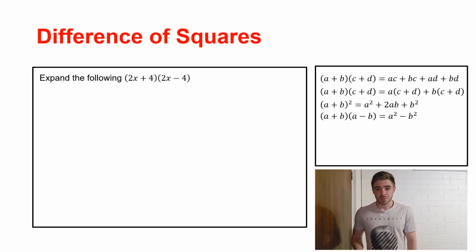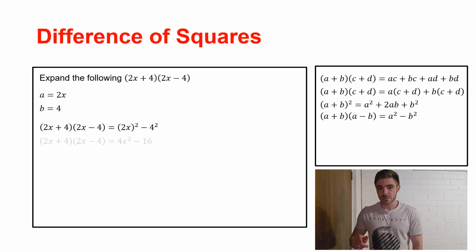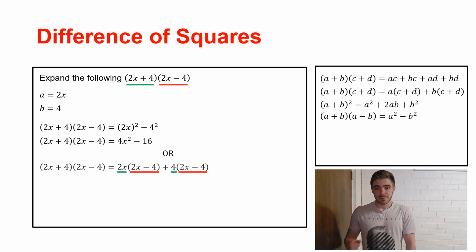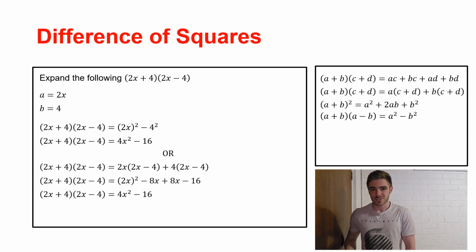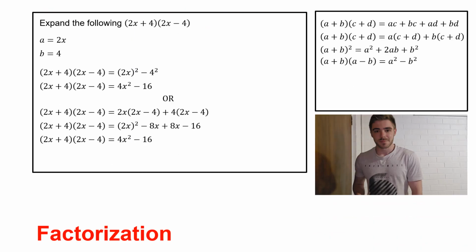In this example here, we have a equals 2x and b equals 4. So the fully expanded version is going to be (2x) all squared minus 4 squared, or simplifying down to just 4x squared minus 16. If you use the first method instead, you'll see it simplifies down to the same answer anyway. It just saves you a bit of time otherwise. This method is actually a bit more important when it comes to factorization, rather than expansion. But we'll look at that later in the video.